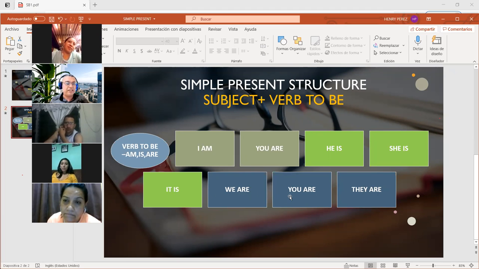I'm going to give you an example. Le voy a dar el ejemplo. Just pay attention, okay? ¿Cómo vamos a decir you are en plural y singular? For example, you are in singular es cuando se está refiriendo definitivamente a una persona individual. Como decir tú eres o usted es, right? Usted es una doctora, right? When you are talking to someone.